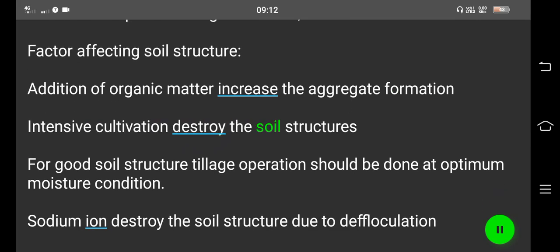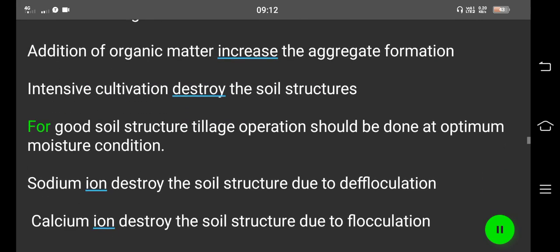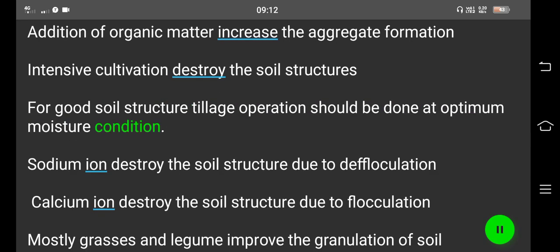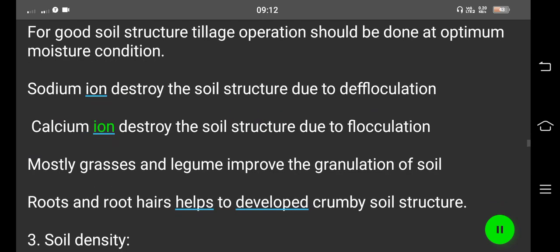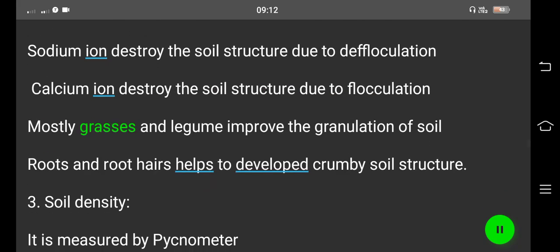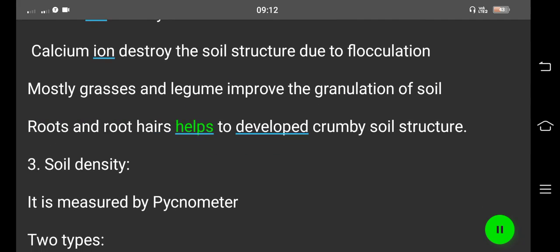Intensive cultivation destroys the soil structure. For good soil structure, tillage operation should be done at optimum moisture condition. Sodium ion destroys the soil structure due to deflocculation. Calcium ion improves the soil structure due to flocculation. Mostly grasses and legumes improve the granulation of soil. Roots and root hairs help to develop crumb soil structure.